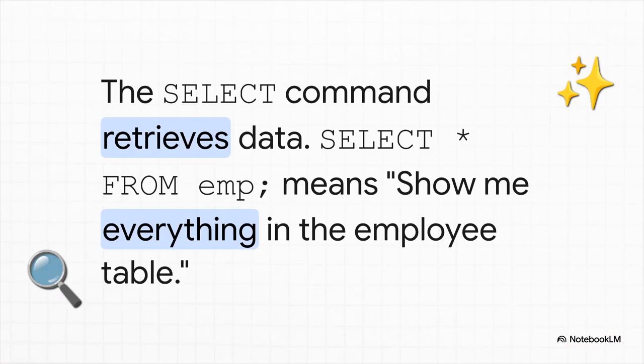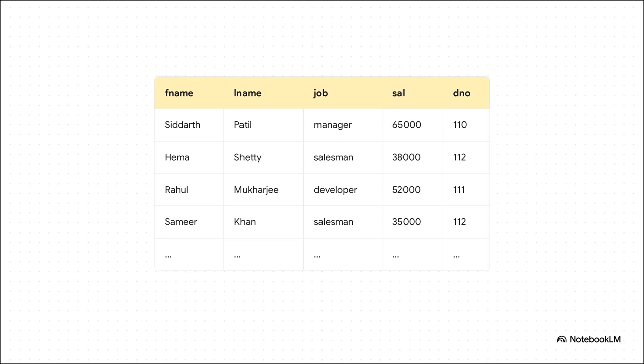The command to ask pretty much any question is select, and the simplest query you can possibly write is select star from emp. That little asterisk is just a wildcard. That means everything. So this query basically translates to, hey librarian, show me absolutely everything you have on the employee shelf. And what you get back is the entire table.